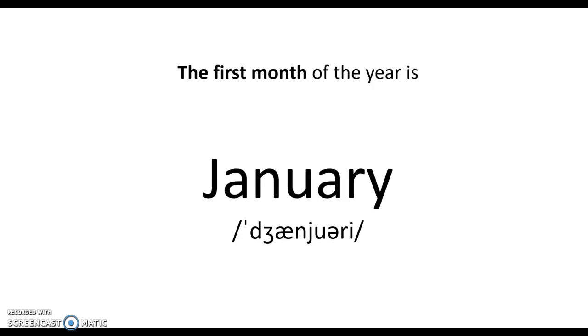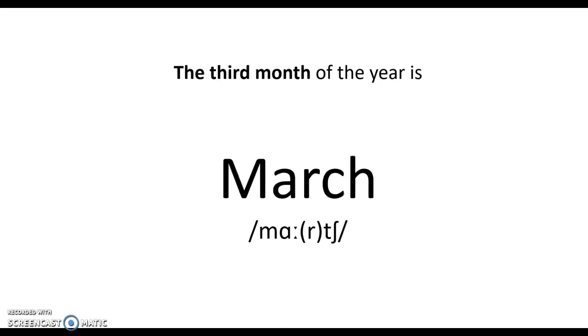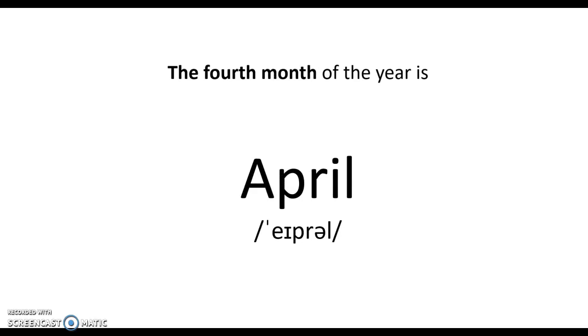The first month of the year is January. The second month of the year is February. The third month of the year is March. The fourth month of the year is April.